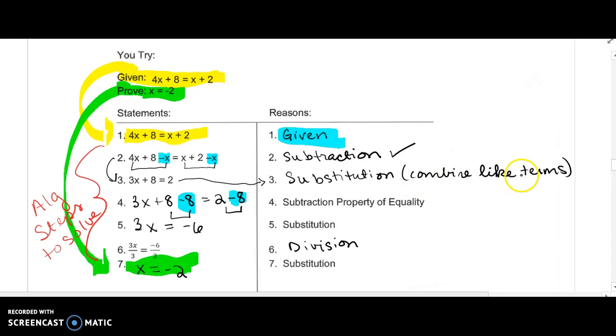And you don't have to write out that that's the combine like terms type of substitution. I just did that for your benefit. Then line 4, I knew I needed to do subtraction. So I subtracted 8 from both sides. Then substitution again, this is the combine like terms type of substitution.